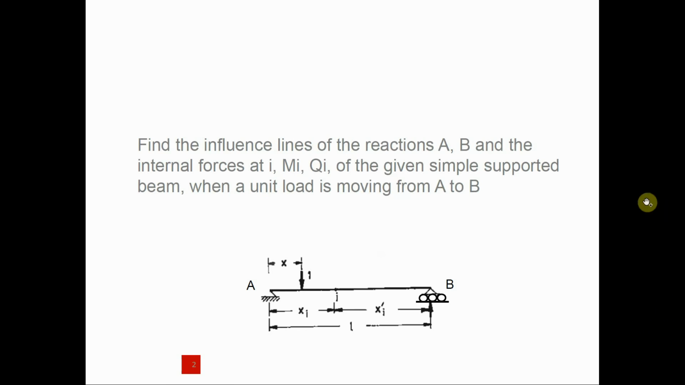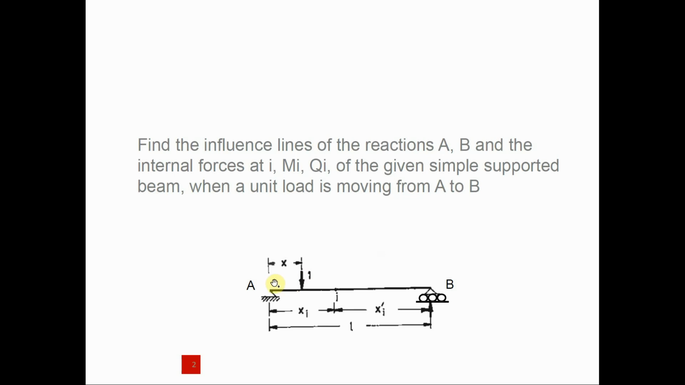Now the question is, we want to find the influence line of the reactions A, B, and the internal forces at point I, moment at point I, and shear force at point I of this given simply supported beam, when a unit load moves from A to B. Actually, if it's a normal reaction, we could have just analyzed this one, and then we have the reaction at both ends with respect to this unit load.